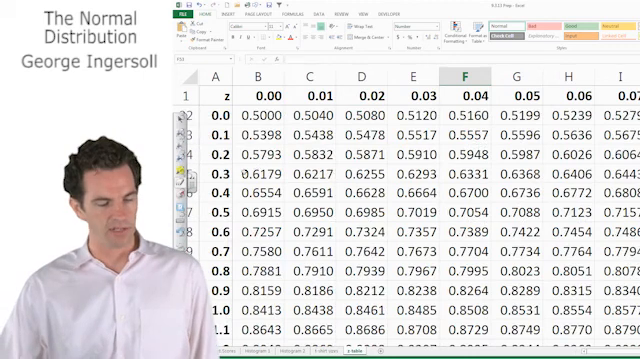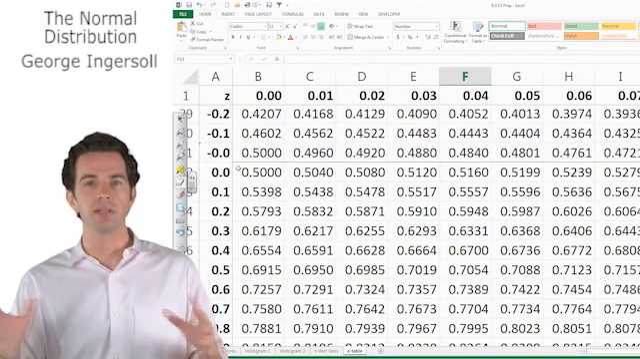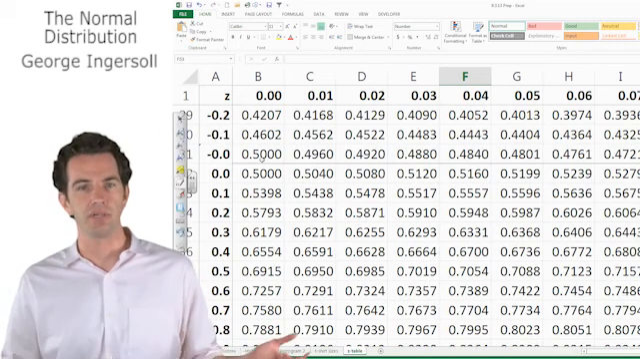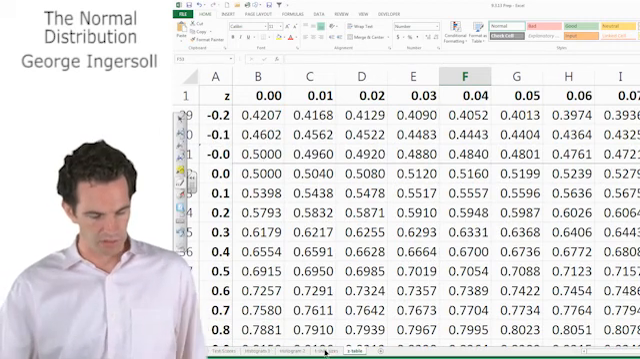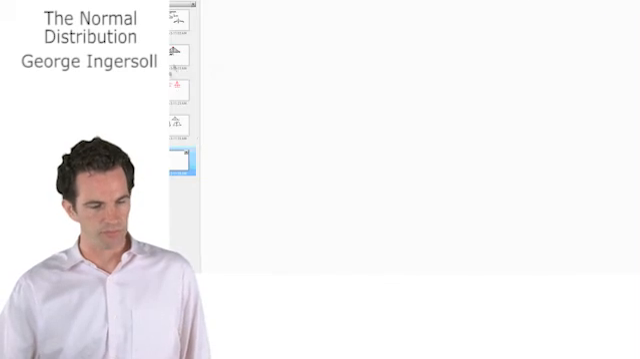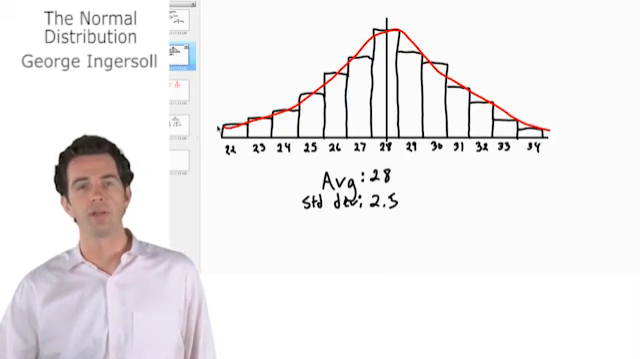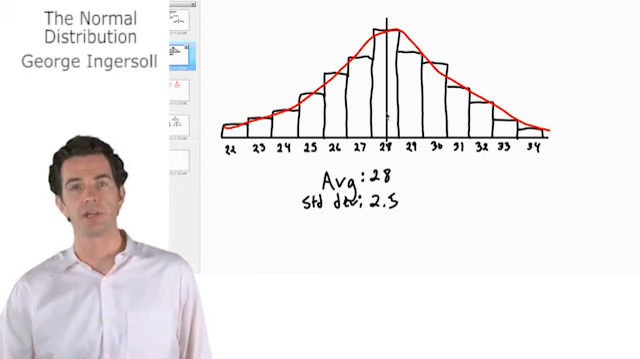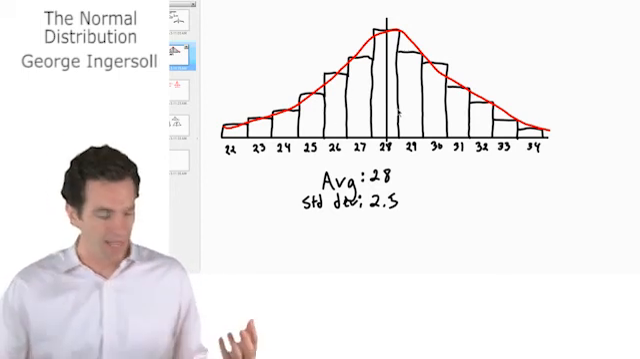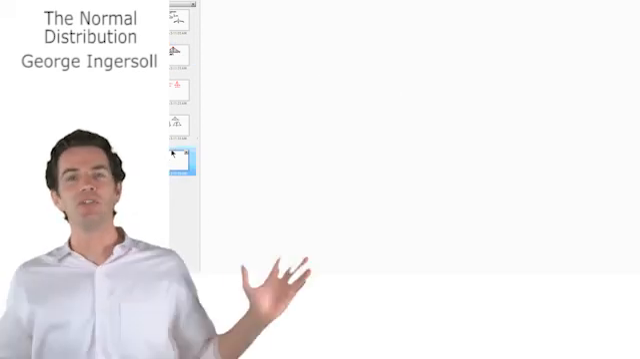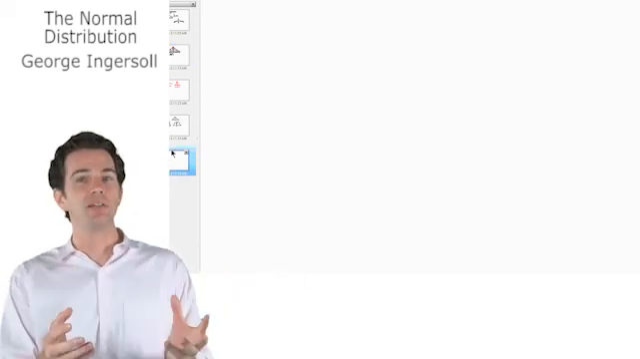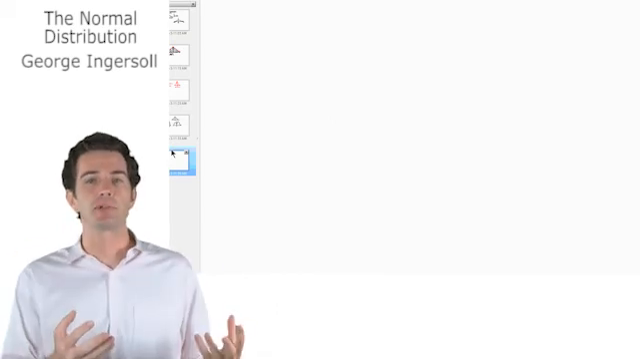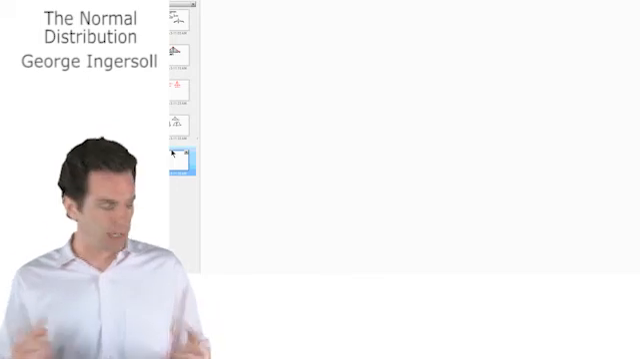So you can see at 0 standard deviations from the mean, 50% of all results are going to be less than or equal to 0 standard deviations from the mean, because that's just going to be everything to the left of the average. And so there's always going to be 50% of the results on either side of the mean. So that table will give you everything. If you know the standard deviation, you know how many standard deviations you are from the mean, and you know the mean, of course, you can tell exactly what percentage of results are going to fall within that range.